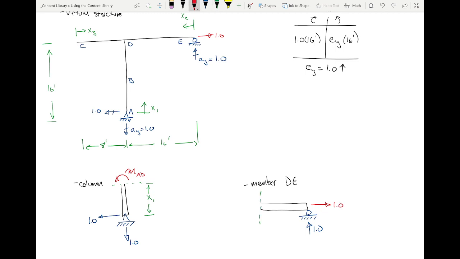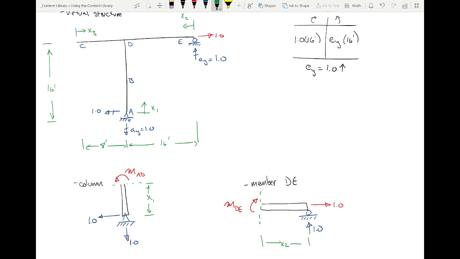And again, all I care about is MDE. What's this distance right here? How long is this section? X2. So what's that M function? What's that little M function right there? X2, right? So M, we'll call it ED since we started at E and go to D. What's the range of applicability? 0 to 16. Does everybody see that?